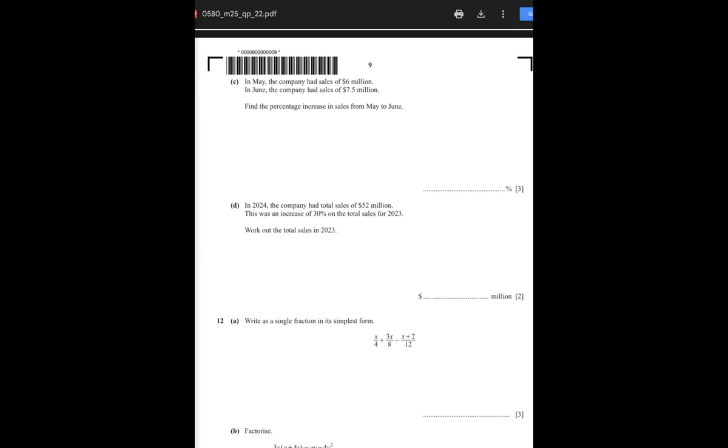Okay, in May, the company had sales of 6 million. In June, the company had sales of 7.5 million. So find the percentage increase in sales from May to June. 3 marks. Okay, percentage increase.